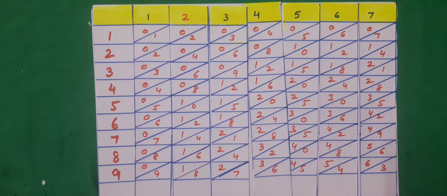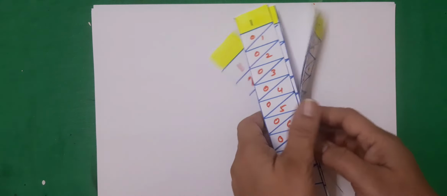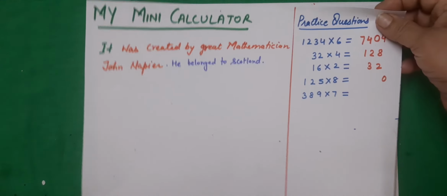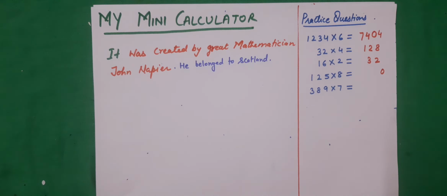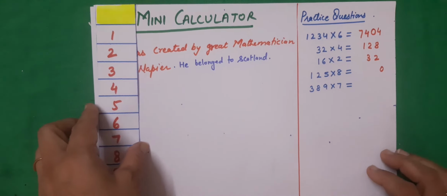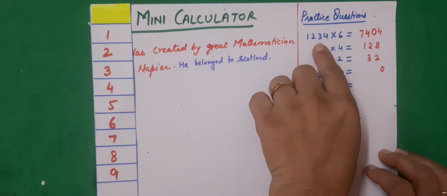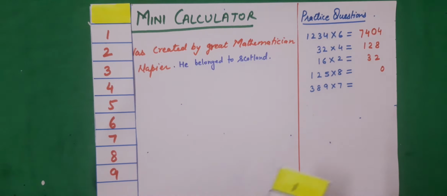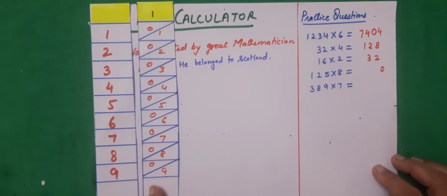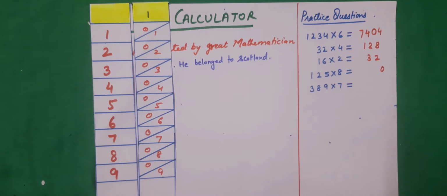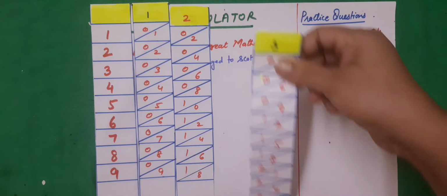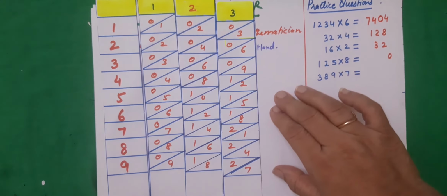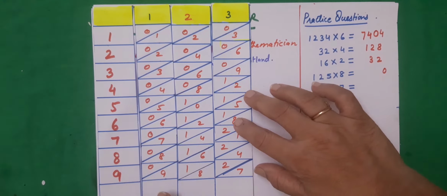Now the turn comes to how to use it. So let us see. I collect all these sheets and I have written a few questions for practice. You can practice more questions on your own. First thing is how to arrange. First of all, you are going to arrange the sheets. Then look at the number. It is 1, 2, 3, 4. So all the sheets with 1, 2, 3 and 4 will be arranged in order alongside like this.